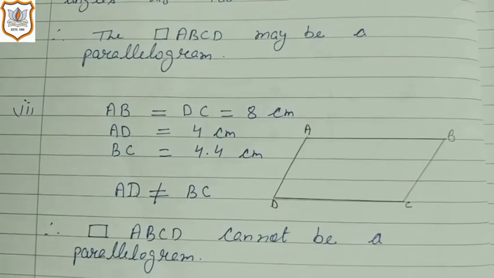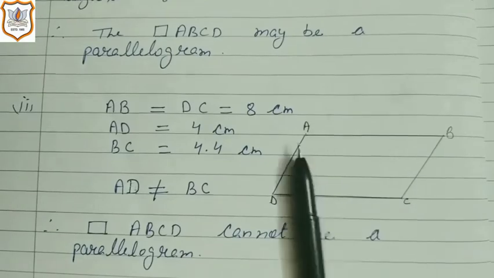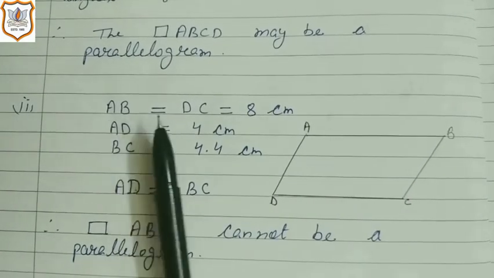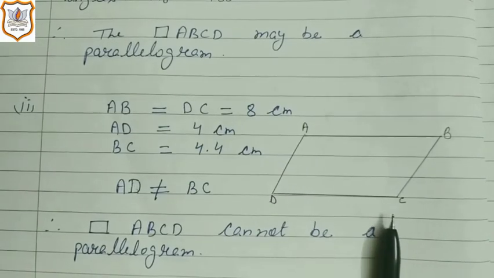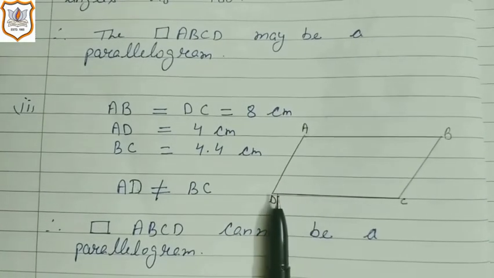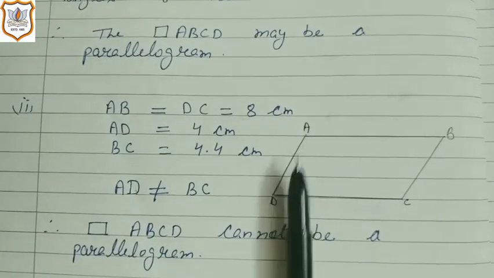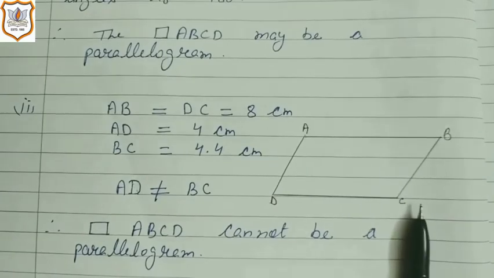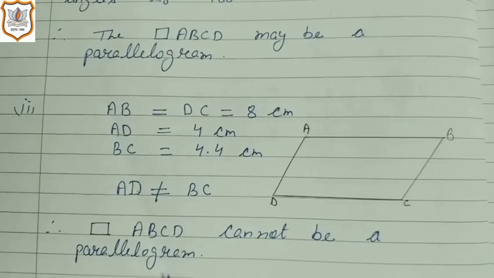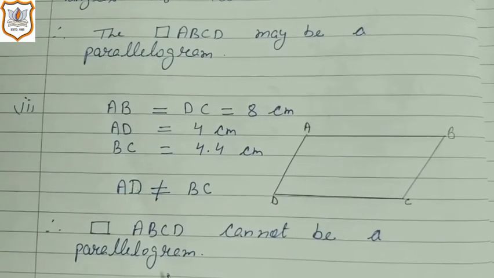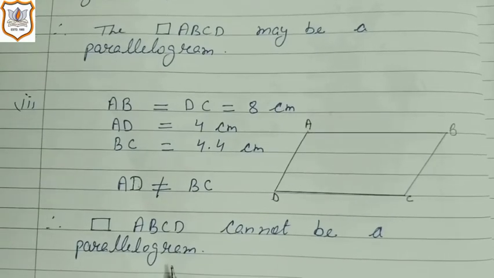Now we will solve second part. In this figure ABCD, AB is equal to DC. AB is equal to DC is equal to 8 centimeter. But AD is 4 centimeter and BC is 4.4 centimeter. So AD is not equal to BC. So quadrilateral ABCD cannot be a parallelogram because in a parallelogram opposite sides are equal. Clear?